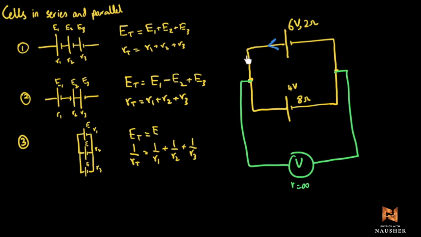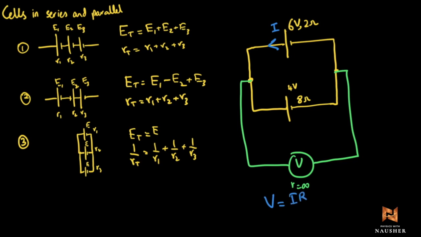So the current came out of the 6 volt cell, entered through the 4 volt cell, and came back. Now, this is the direction of current. First of all, can you tell me what the current is? The voltage is equal to IR.